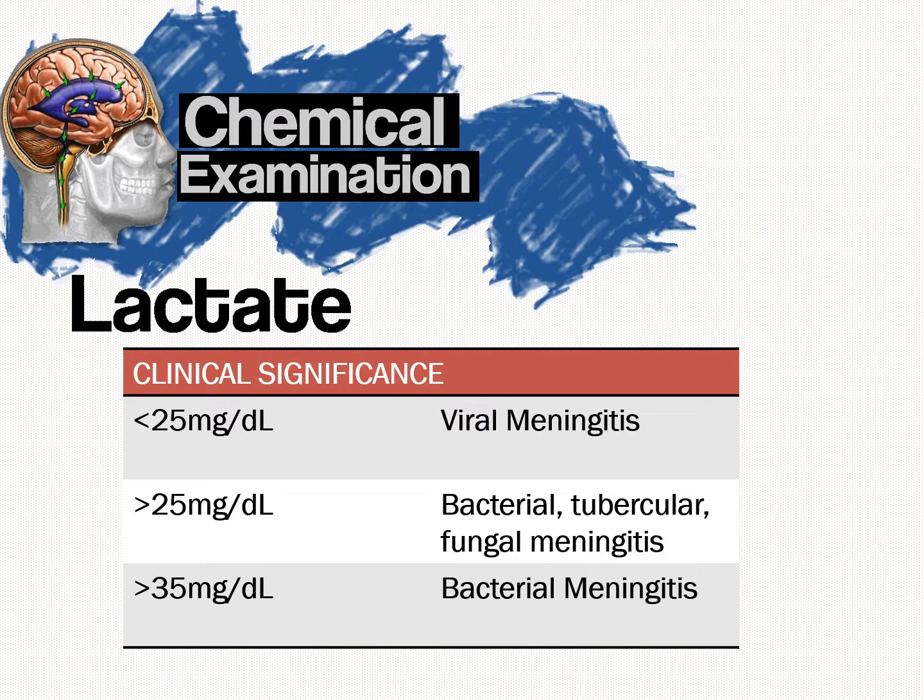Like glucose, lactate tests can be a valuable tool in the diagnosis and management of meningitis cases. A concentration of less than 25 mg per deciliter may indicate viral meningitis. More than 25 mg per deciliter may indicate either bacterial, tubercular, or fungal meningitis. And if it's more than 35, that indicates really a bacterial meningitis condition.